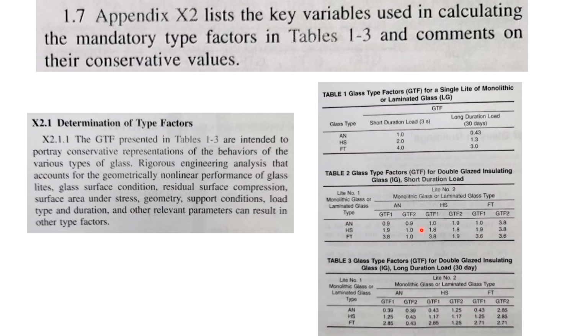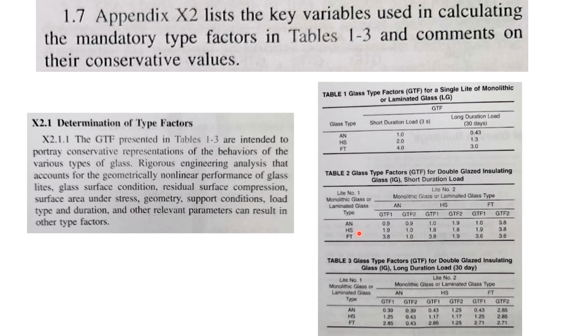Now, what I was looking at is, why is the annealed 0.9 here and we bump it up to 1.0 here? Well, because you're going to be pairing it. This is my hypothetical, my educated guess here: you're pairing an annealed glass with a heat strengthened glass, and so you're going to get a little bit better factor on your glass type factor, just a little bit. Went from a 0.9 to a 1. And then once again, when you team it up with a fully tempered, you're going to use the 1.0 for your annealed, and you're going to use a 3.8 for your fully tempered. When you're doing your calculation, that's your glass type factor.